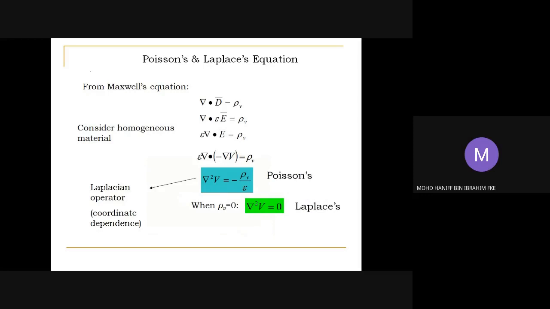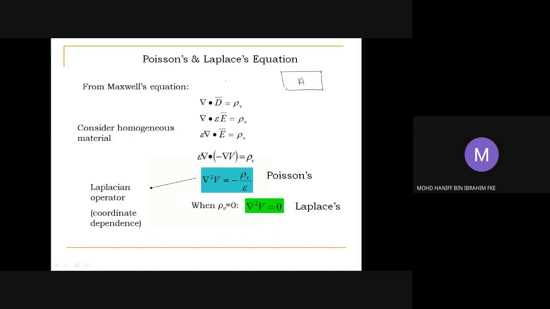We proceed with the formulation of Poisson's and Laplace's equation. What is meant by Poisson and Laplace equation? Let's say we have a region, this region. How can we know whether this particular region, let's label it region A, fulfills the equation of Poisson or the equation of Laplace?